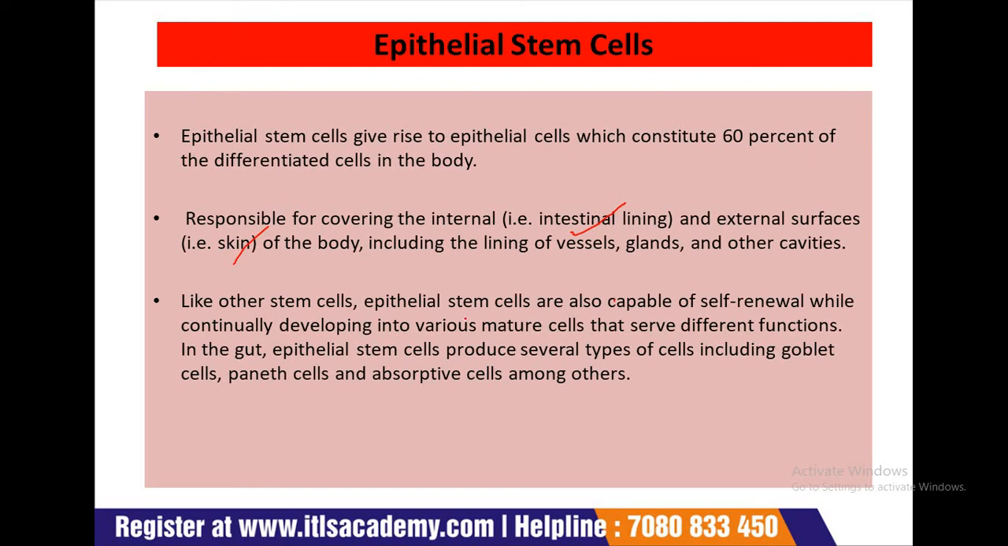So, like other stem cells, epithelial stem cells are also capable of self-renewal while continuing developing into various mature cells that serve different functions. In the gut, epithelial stem cells produce several types of cells, including goblet cells, Paneth cells, and absorptive cells, among others. Epithelial stem cells are involved in the maintenance of homeostasis as well as the normal functioning of various tissues and organs such as the lung.